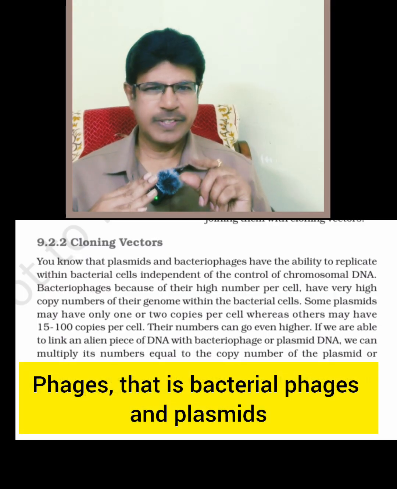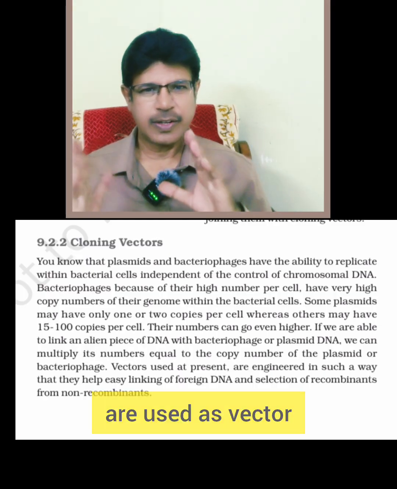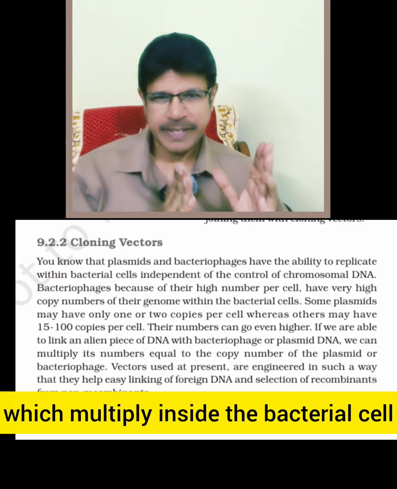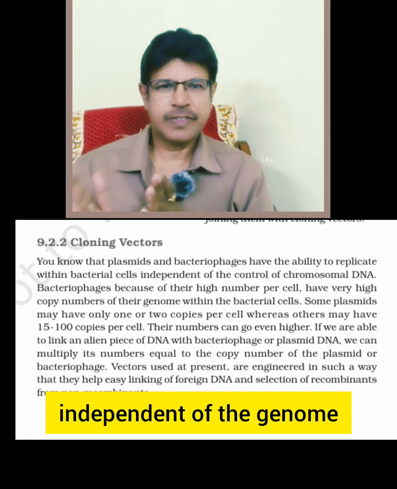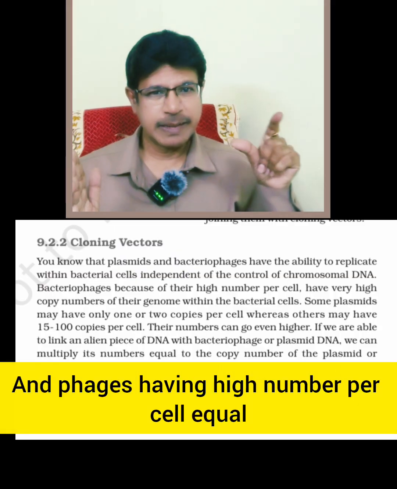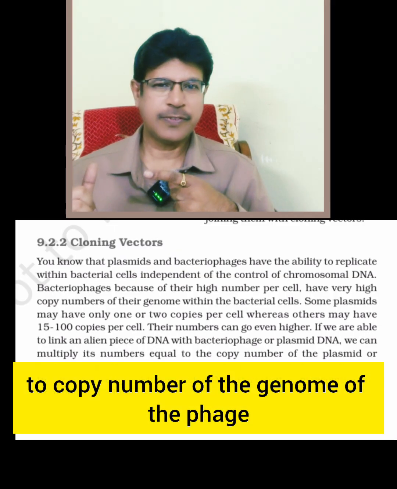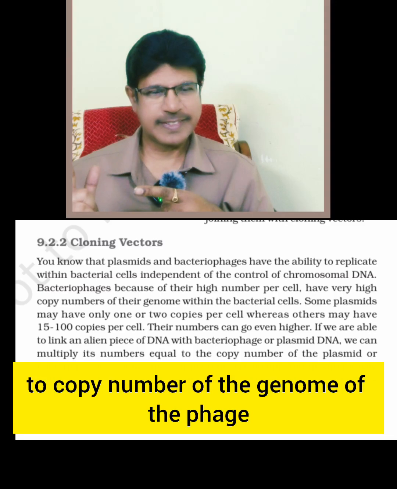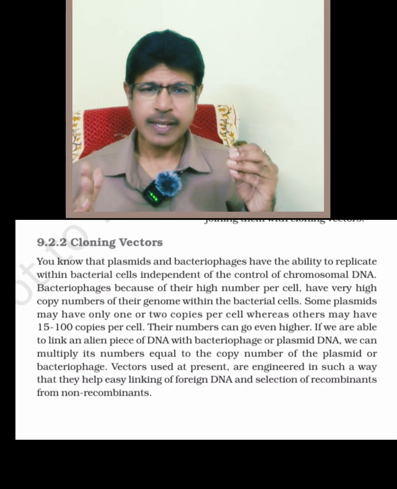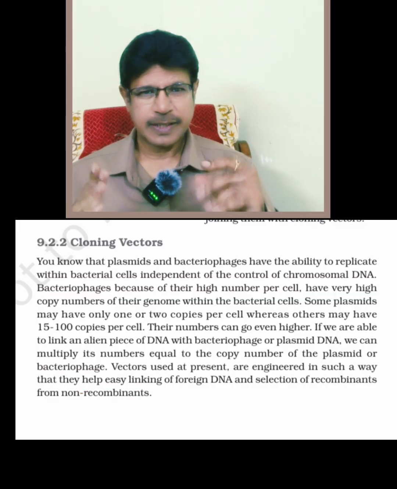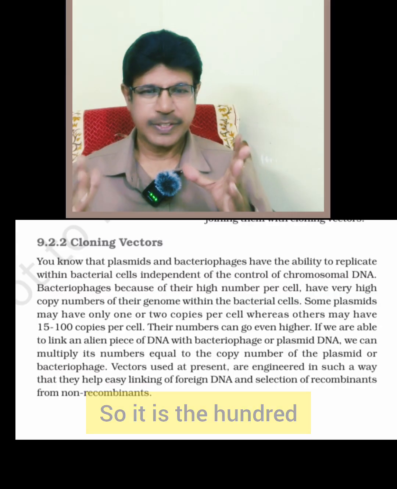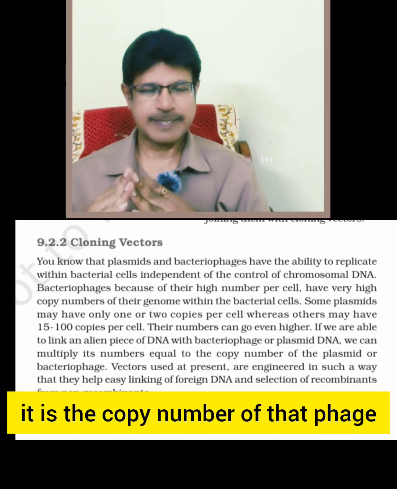Phages, that is bacteriophages, and plasmids are used as vectors. The phages and plasmids multiply inside the bacterial cell independent of the genome, that is the coding strand. Phages have a high number per cell, equal to the copy number of the phage genome. Suppose the phage, after multiplication in each bacterium, produces 100 viral particles. That means if you link the foreign DNA, you are going to get 100 copies. So 100 is the copy number of that phage.